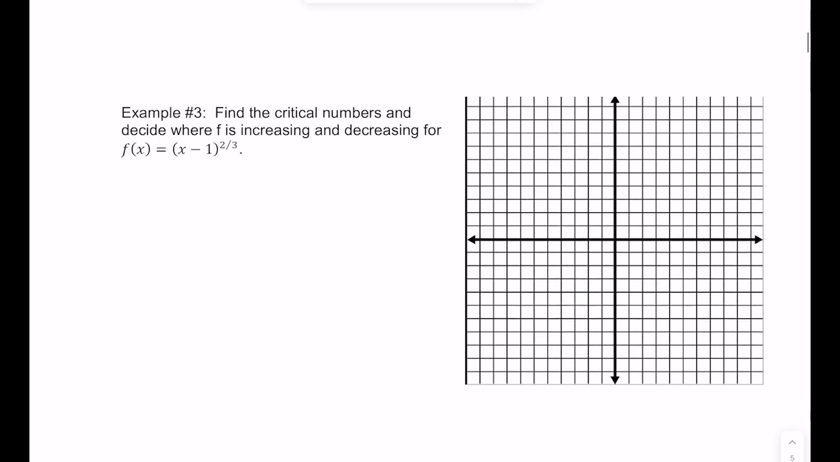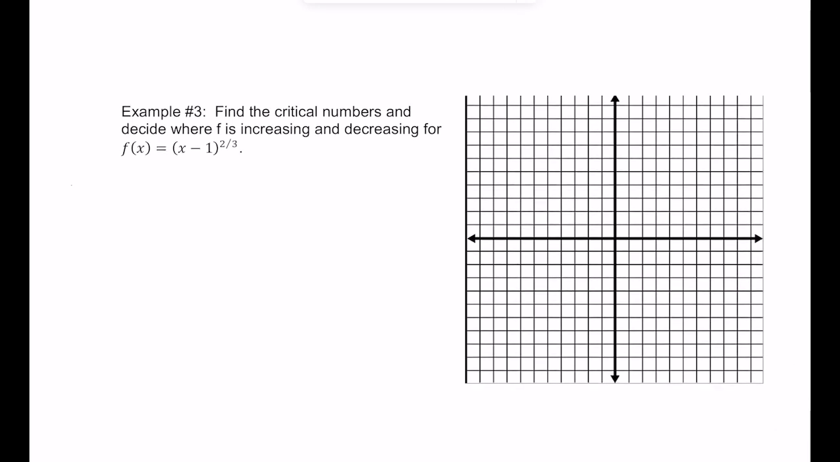Okay, we're going to look at example number 3 next. So we want to find the critical numbers and decide where f is increasing and decreasing. And you don't really have to graph it. You can check the graph on your calculator if you want. So in order to find increasing and decreasing and critical numbers, I need to find the derivative, right? And to find the derivative, I need to use the chain rule. So I'm going to have 2/3 times x minus 1 to the 2/3 take away 1 would give me negative 1/3, and then times the derivative of this quantity, which would just be 1. So I don't really need to put that. I'm just going to rewrite this as 2/3 times x minus 1 to the 1/3 power.